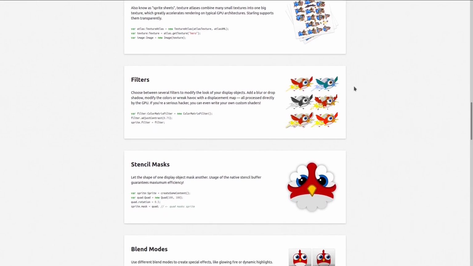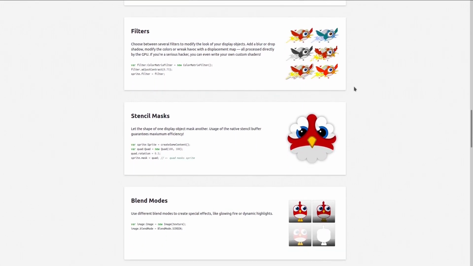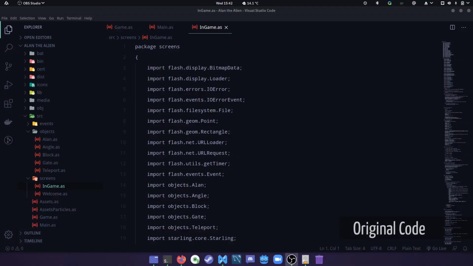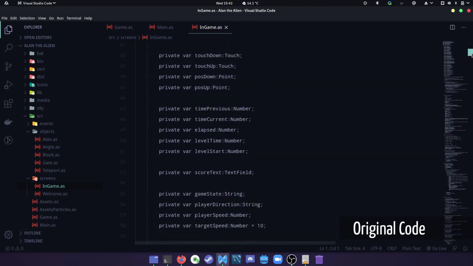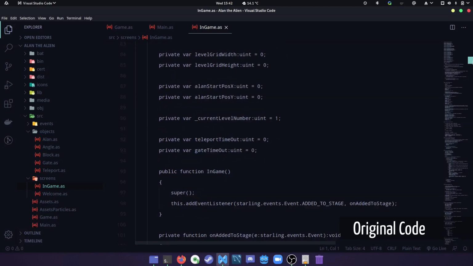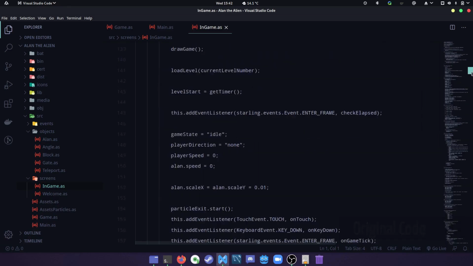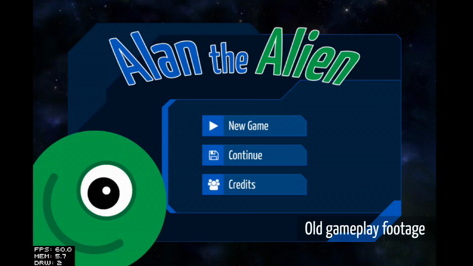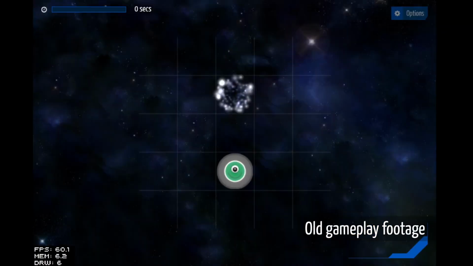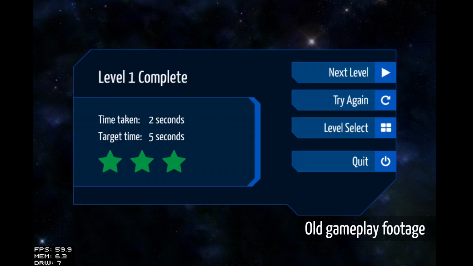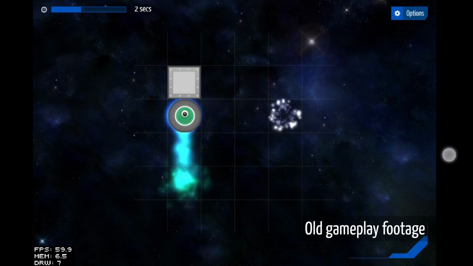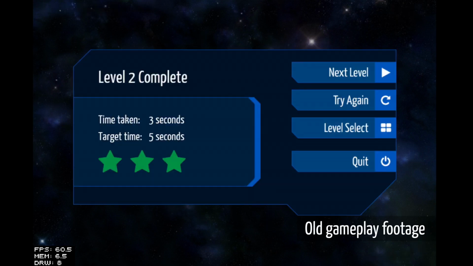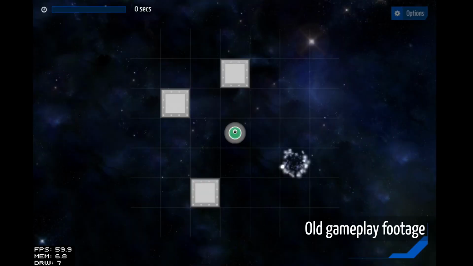So Starling offers lots of great tools, but it's very low level, which meant that I had to write an awful lot of code for even a basic game. There's lots of advice for game developers out there, and they all suggest starting small. So I chose to make Alan the Alien as a 2D puzzle game, whereby the player basically uses the walls to stop their motion. So you use the walls, you navigate around the level, and the idea is you complete the level as quickly as possible.